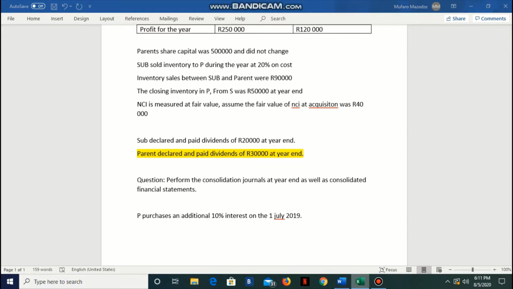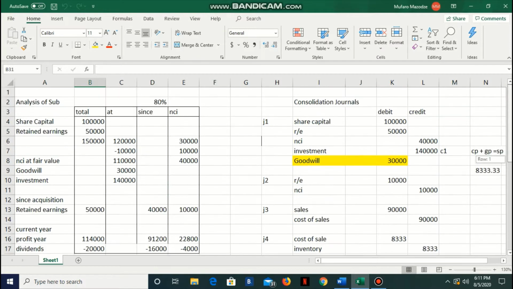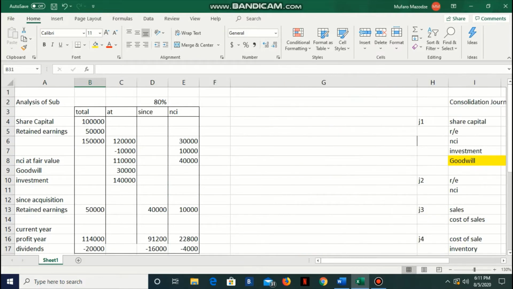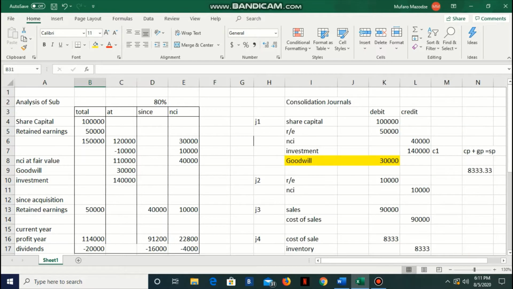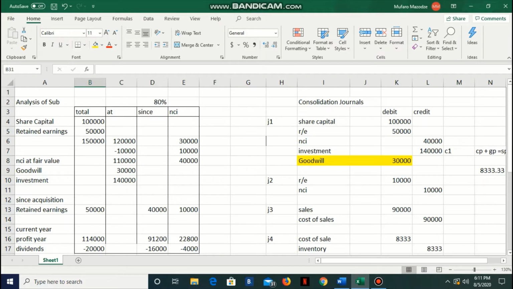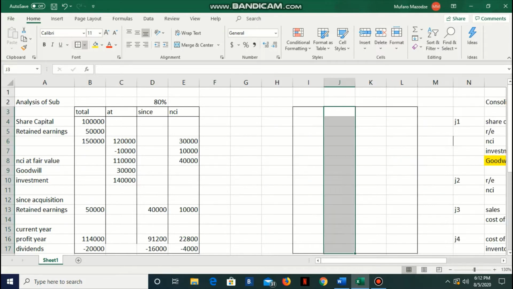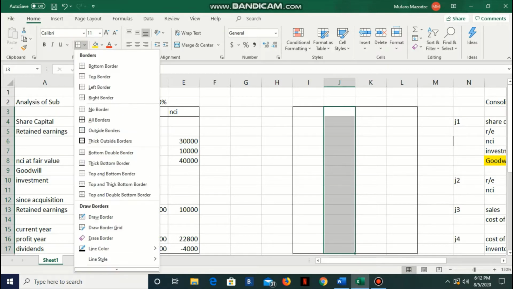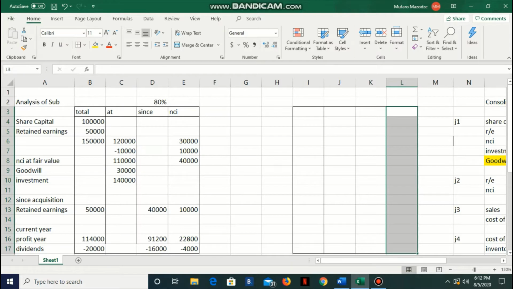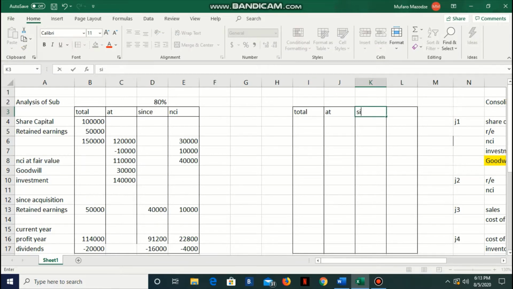So this is why I prefer to use the analysis method. I just want to push these journals aside so that I can do the analysis for our purchase of additional interest right next to this analysis. Right. So remember, this is still total, and this is NCI. So the first part of our analysis is not going to change, the at acquisition.